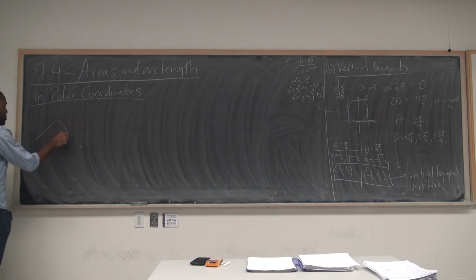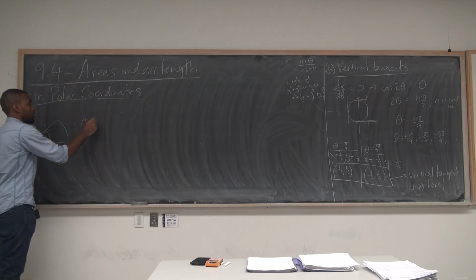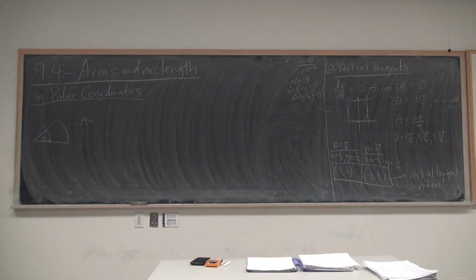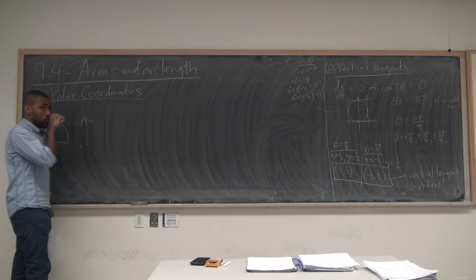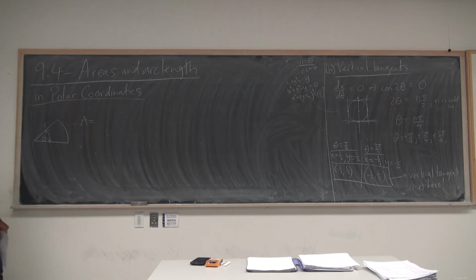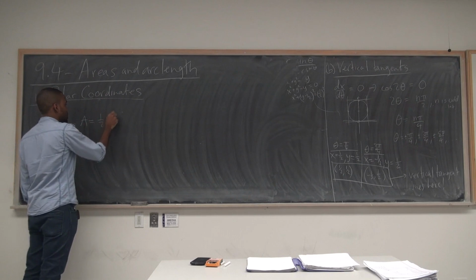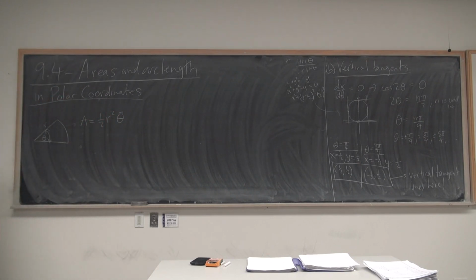So if we're given a sector, so we know that that's r, and this is the angle theta that extends that sector. What is the area of this sector? Where theta is in radians, it's 1/2 r squared theta. Look up the formula. Do you remember what the formula is in degrees?